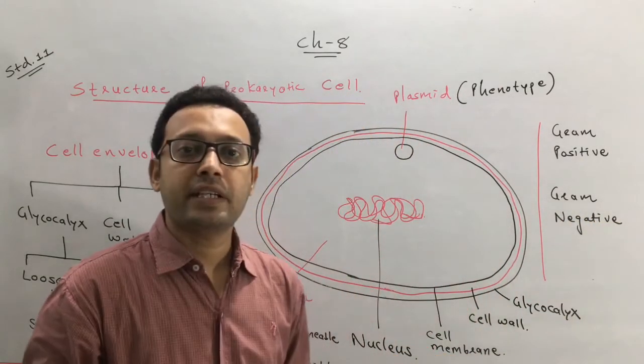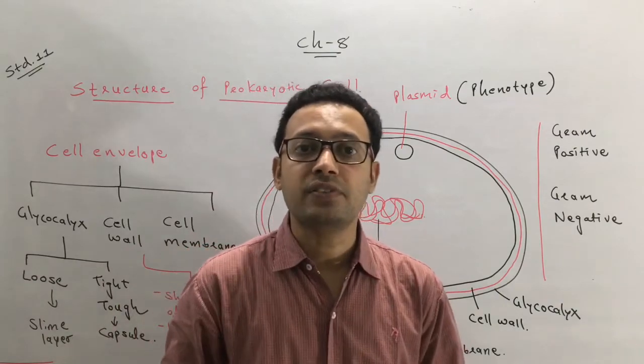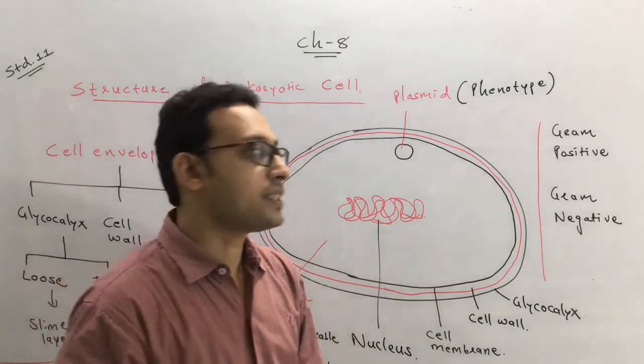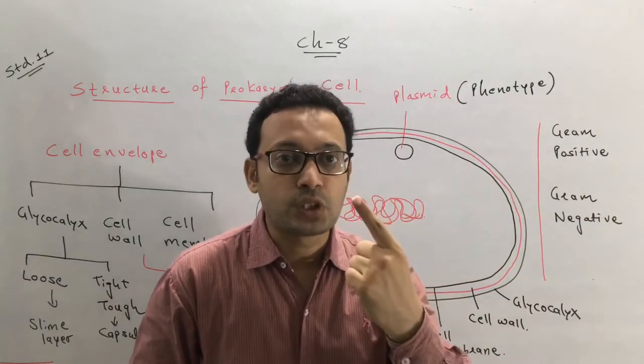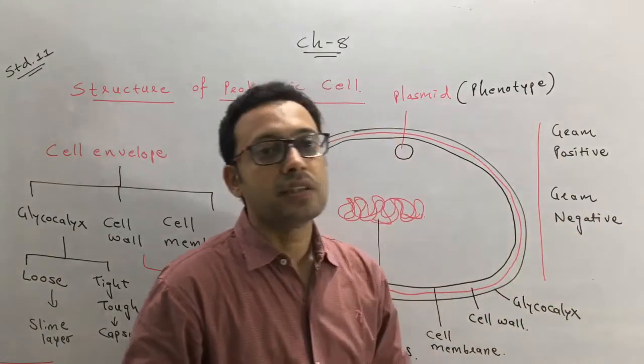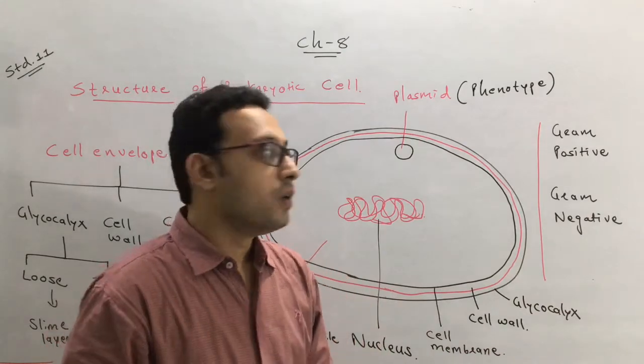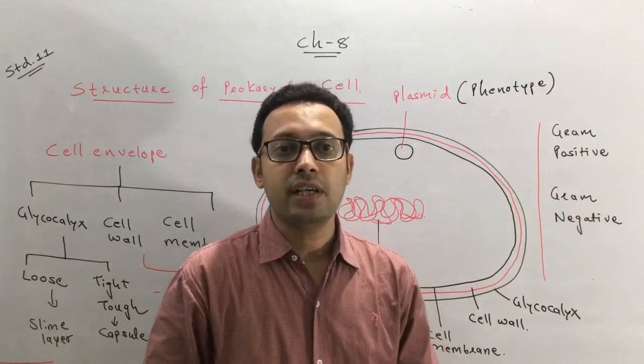Okay, how many types of bacteria? Based on the composition of a cell, there are two categories of bacteria. First is gram-positive bacteria, and the second one is gram-negative bacteria. What are called gram-positive bacteria?